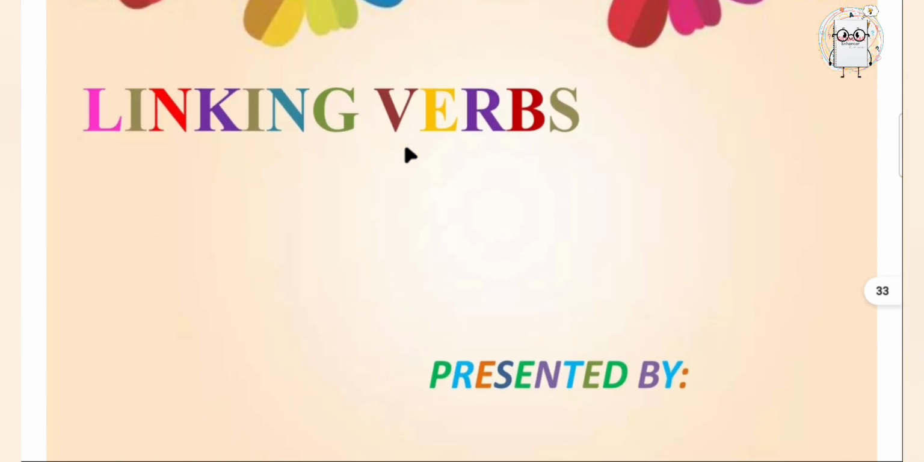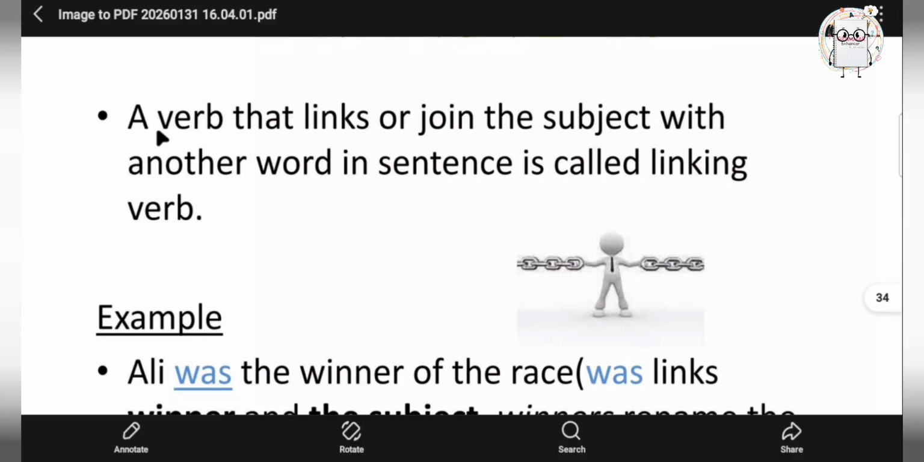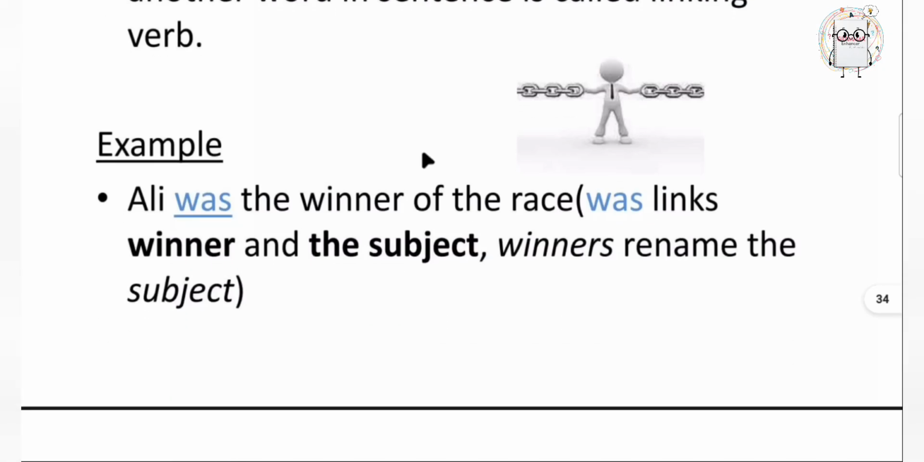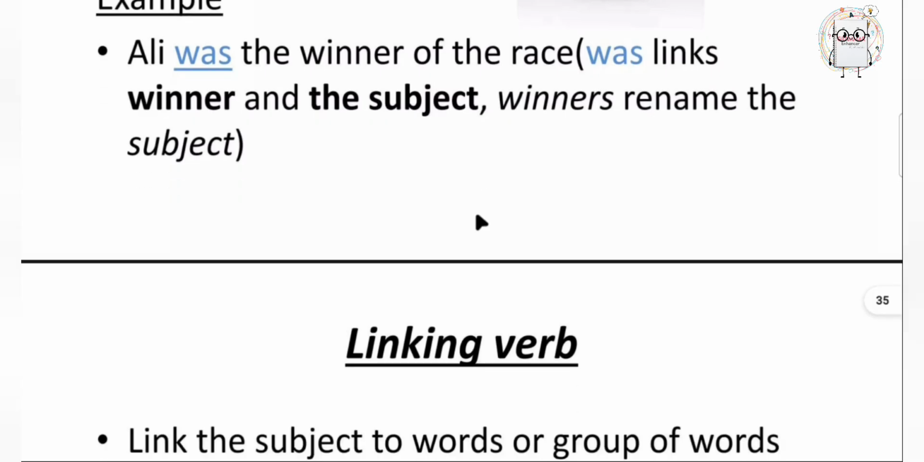And now let's move on to linking verbs. A verb that links or joins the subject with another word in a sentence is called a linking verb. Ali was the winner of the race. Was links winner and the subject. So was is a linking verb here.